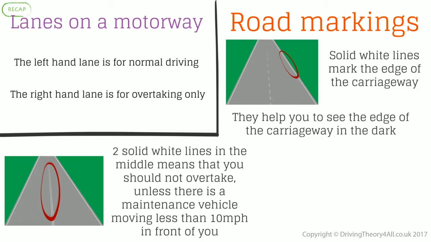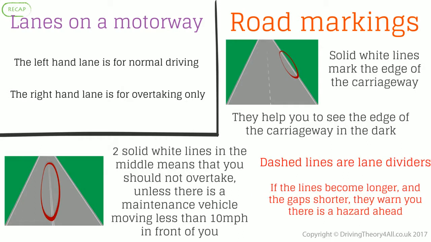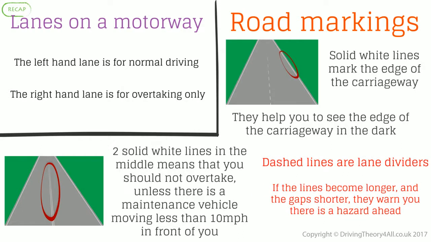Two solid white lines in the middle means that you should not overtake unless there is a maintenance vehicle moving less than 10 miles per hour in front of you. Dashed lines are lane dividers. If the lines become longer and the gaps shorter, they warn you there is a hazard ahead.